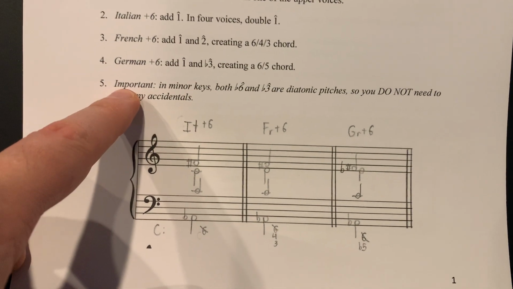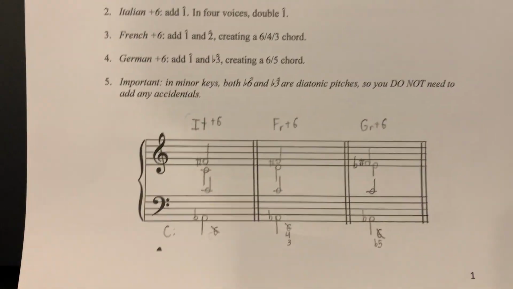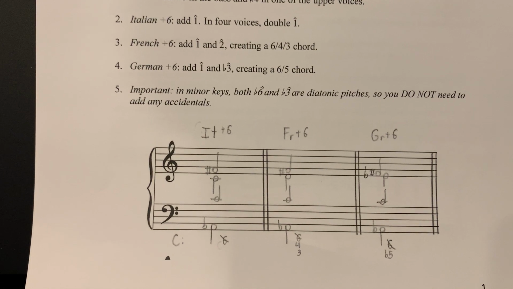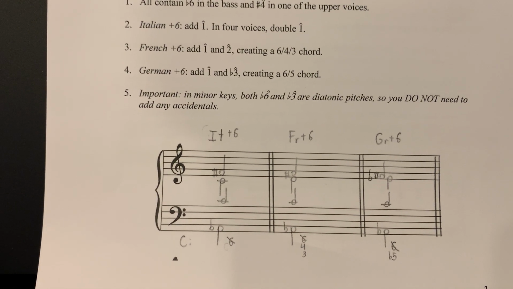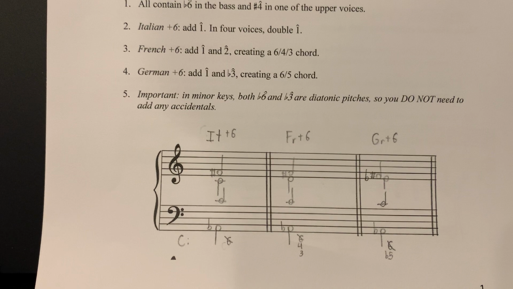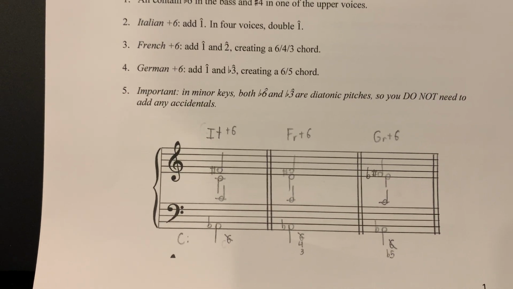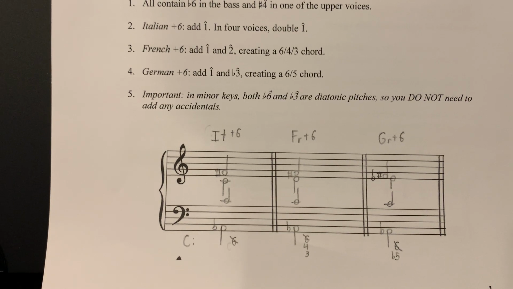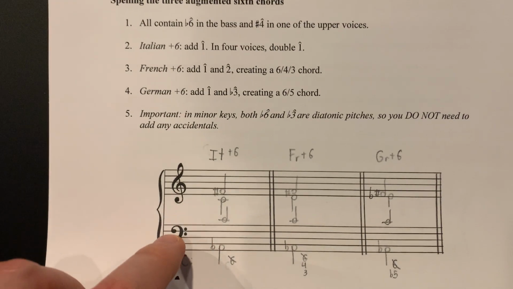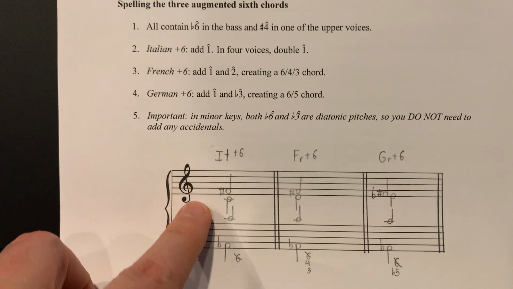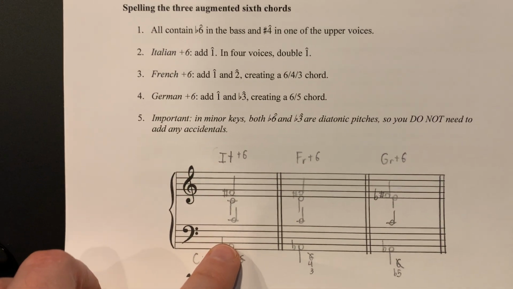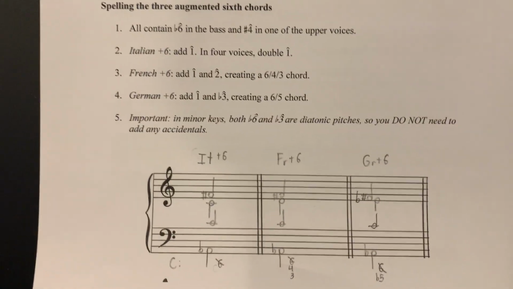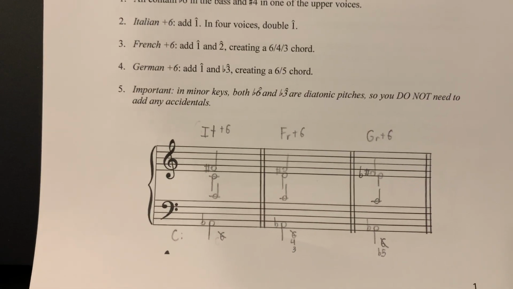Now, important, I already mentioned this, but just make sure that you know, in minor keys, both flat 6 and flat 3 are diatonic pitches, so you do not need to add any accidentals. So don't flat notes that are already flatted. You'll end up with the wrong note. If I was to give you a C minor key signature here, 3 flats, I wouldn't have needed the A flats, and I wouldn't have needed to put the flat for the E because they'd already be flatted in the key signature. So don't make that common mistake.